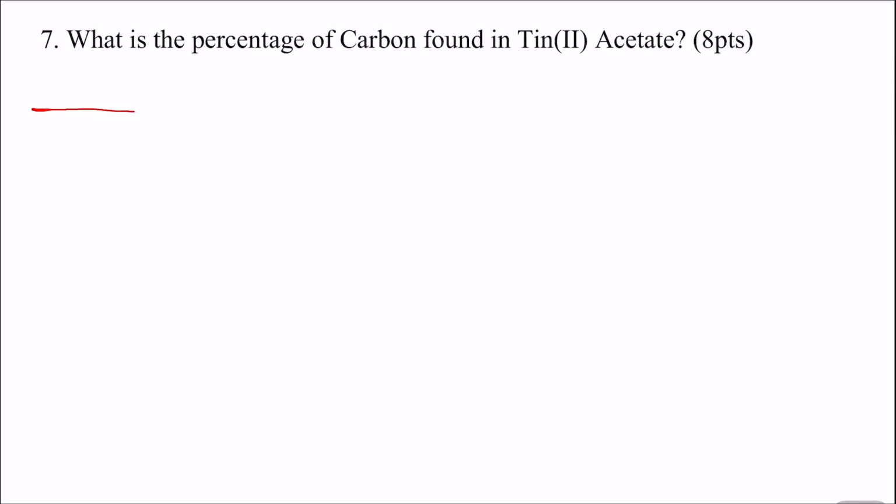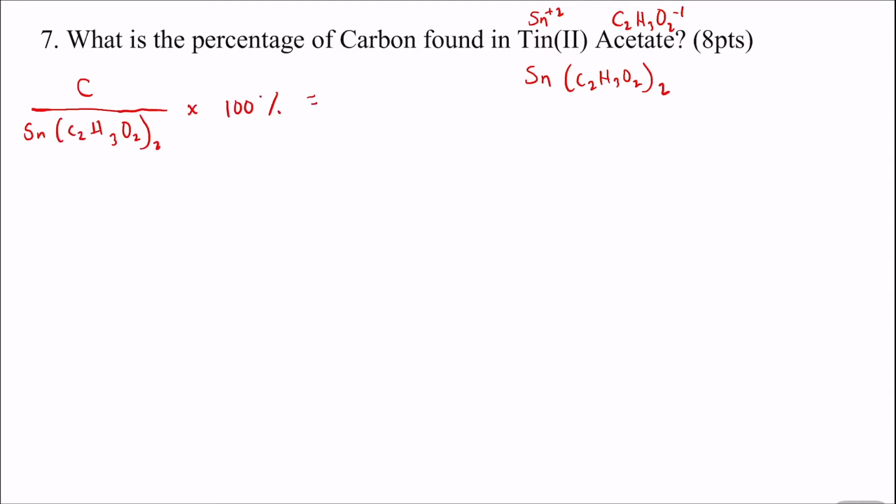So we're going to have part over whole, and the part we're looking for is the carbon, and the whole is going to be the whole tin 2 acetate. So we need the formula for it. Now it's tin 2, so it's going to be Sn plus 2. And then acetate is C2H3O2 minus 1. So we're going to need 2 acetates to balance this out. So the formula is going to be, okay, now let's put that under here. And then we times it by 100. So now we have our problem set up.